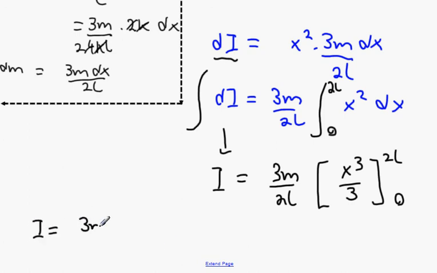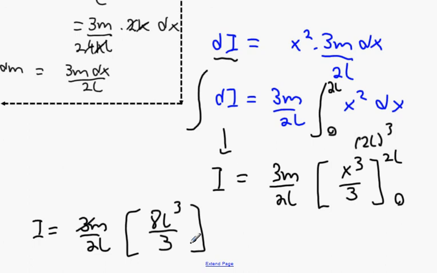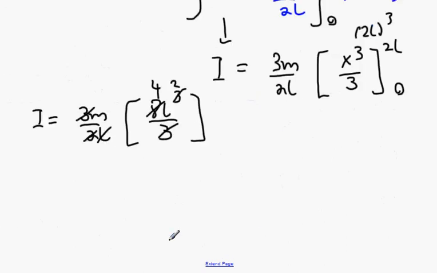I equals 3m over 2l. Multiply by 2l to be cubed, anybody? 8l cubed over 3. Let's cross off some stuff. 3, l with that l, 8 with that becomes 4. I'm just looking at 4l squared, haven't I? Is that what I missed? Yeah. Oh, sorry, 4ml squared. I equals 4ml squared.